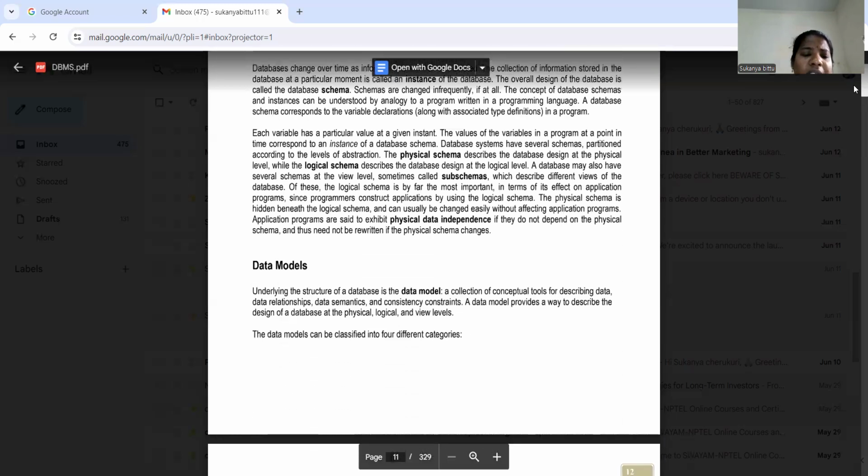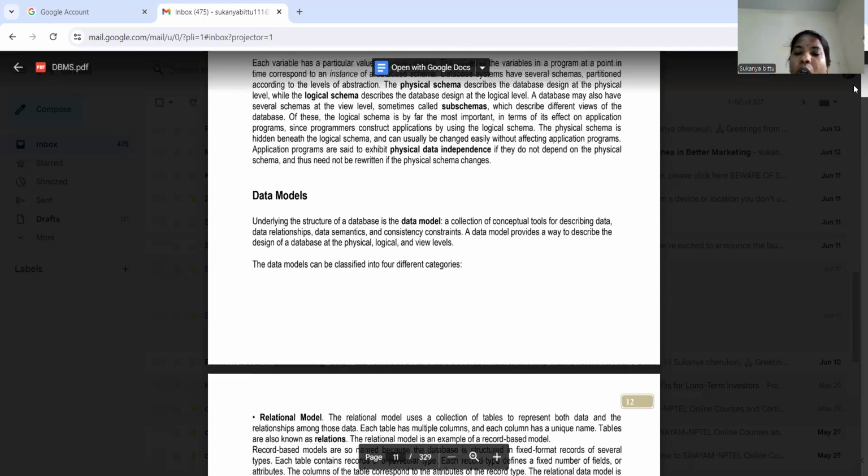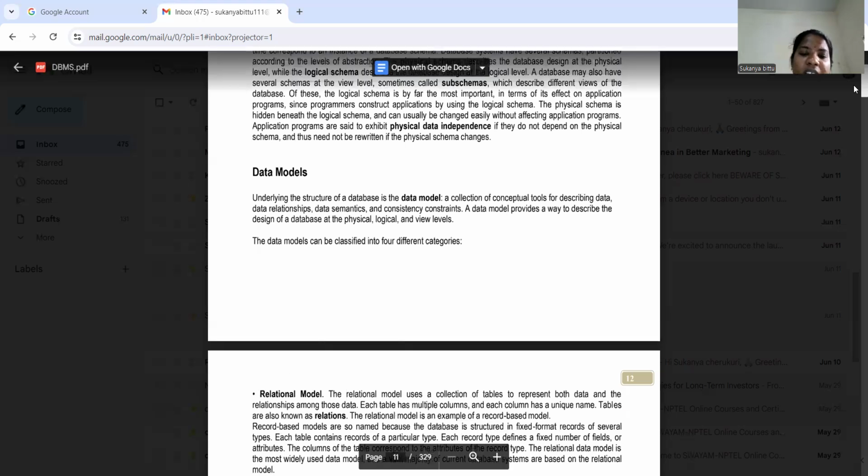Data models. Underlying the structure of a database are data models, a collection of conceptual tools for describing data, data relationships, data semantics, and consistency constraints. A data model provides a way to describe the design of a database at the physical, logical, and view levels. These are the three levels.